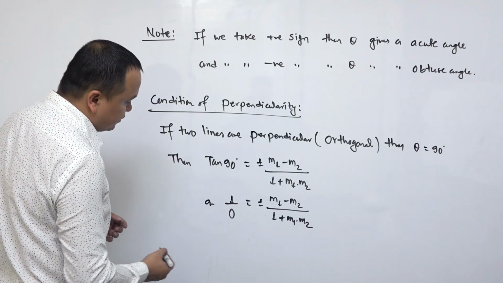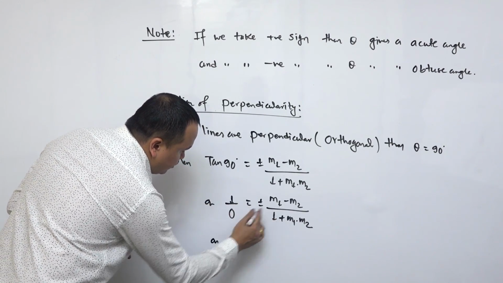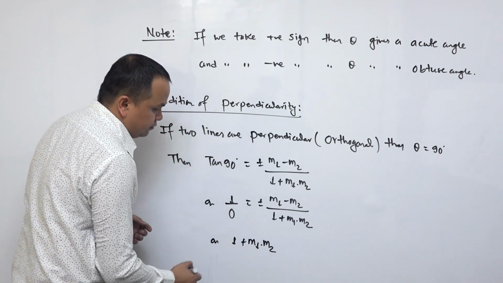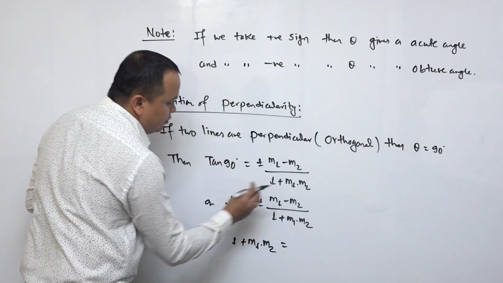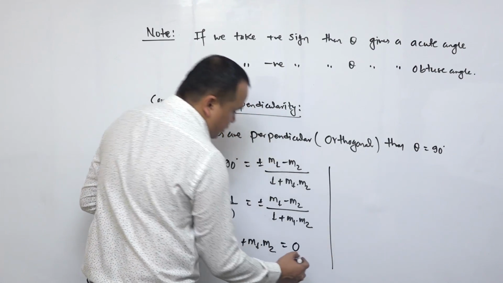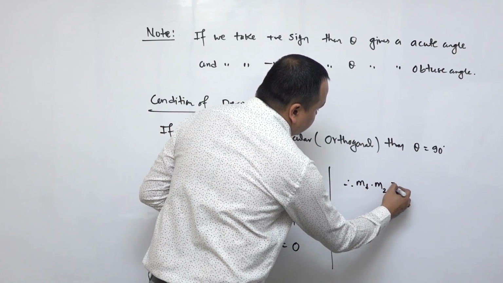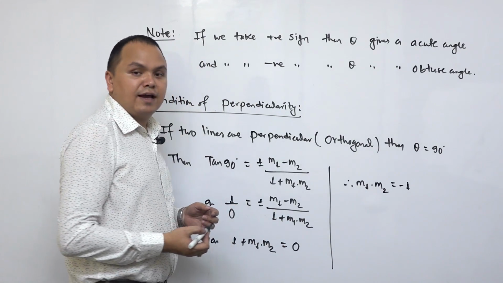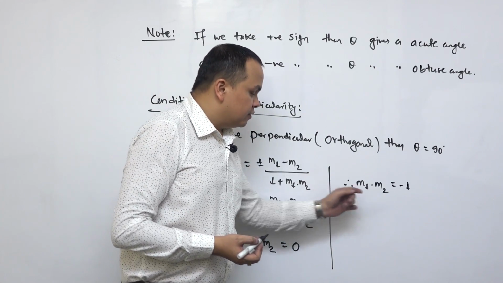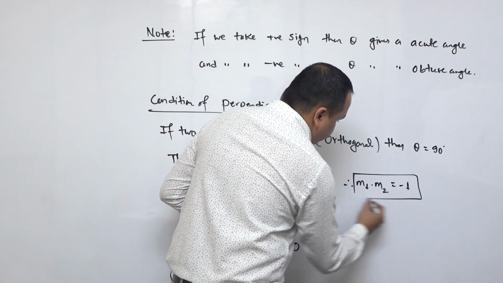By the cross multiplication method, 1 into 1 plus m1 into m2 is equal to 0 into m1 minus m2, which is 0. Therefore, m1 into m2 is equal to minus 1. If two lines are perpendicular to each other, then the product of their slopes m1 into m2 is minus 1.